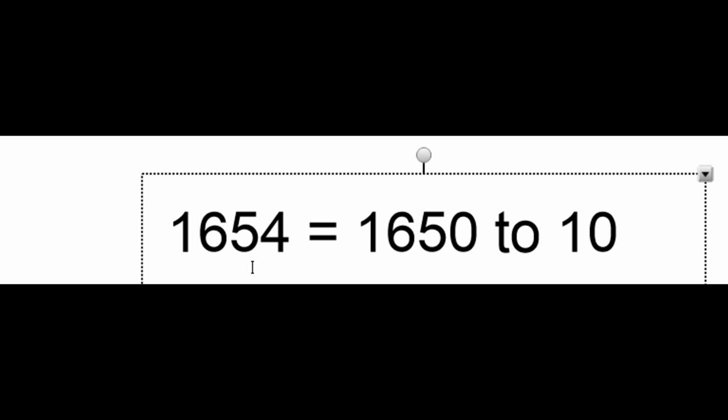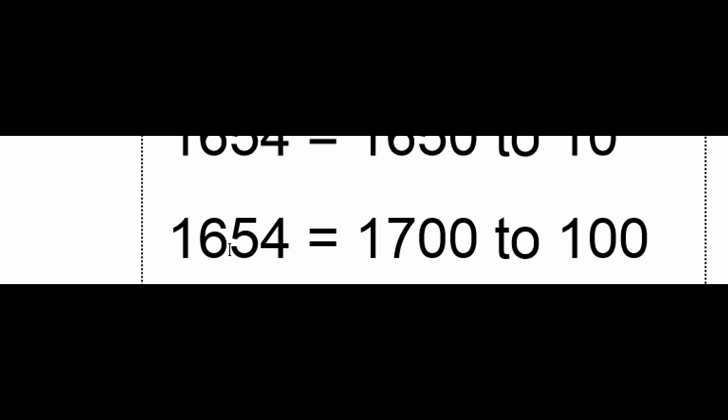We are asked to round off 1,654 to what? To the nearest 10. We have the units, we have the 10, we have the 100, and we have the 1,000. So if we are asked to round up to the nearest 10, we will check what we have as the unit. This is not up to 5, so we cannot call it 1 and add it to this 5. So if you round up to the nearest 10, I have 1,650.